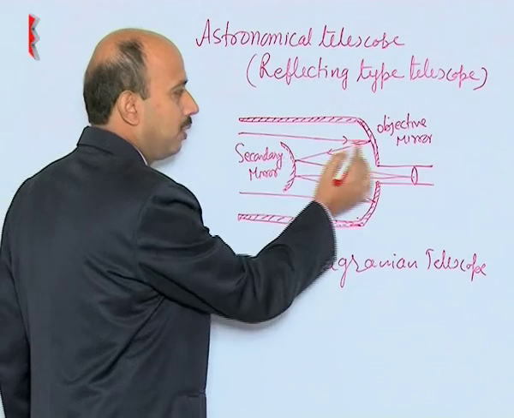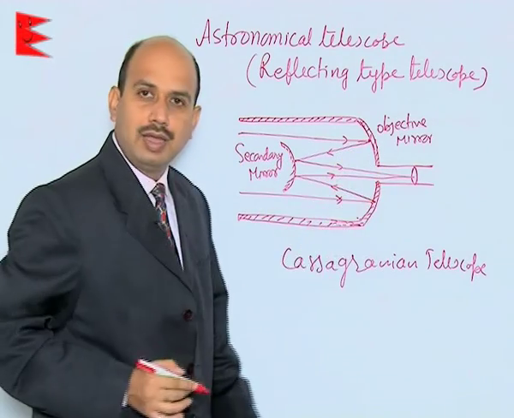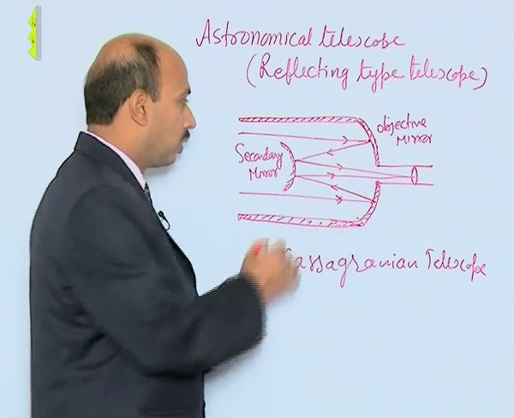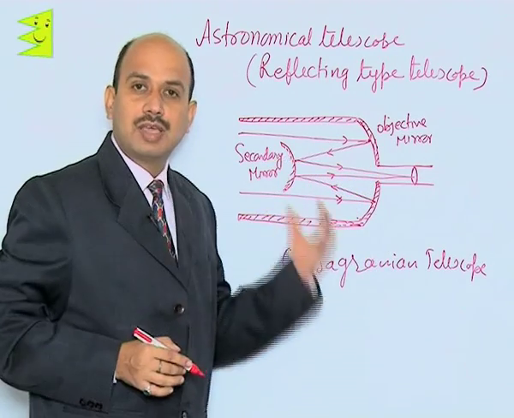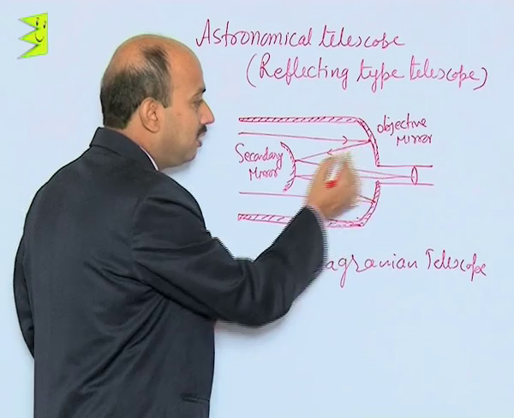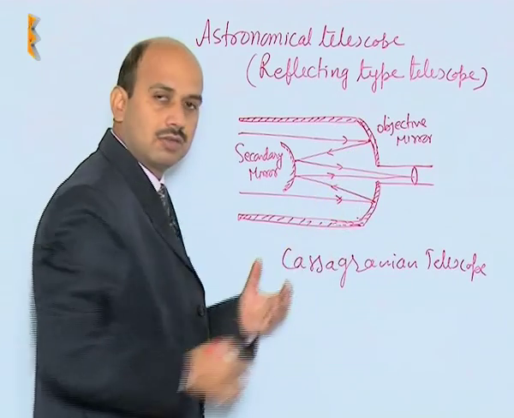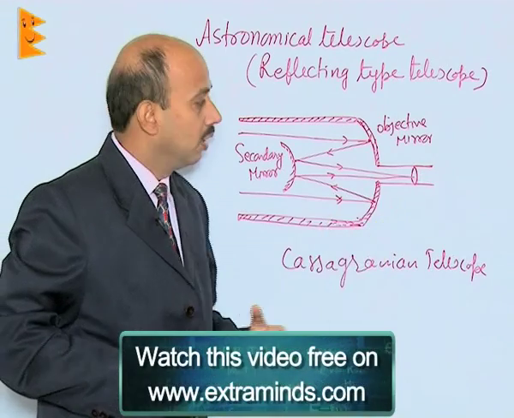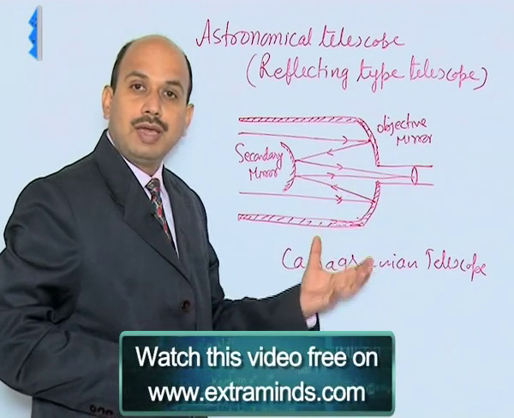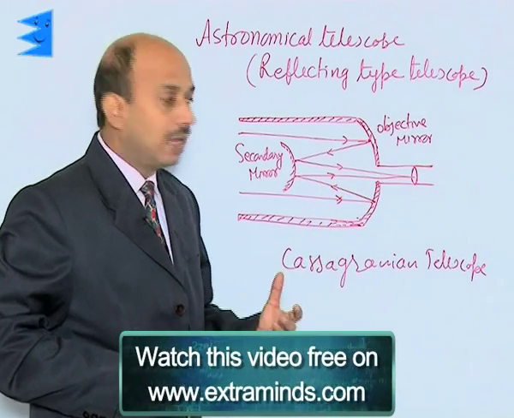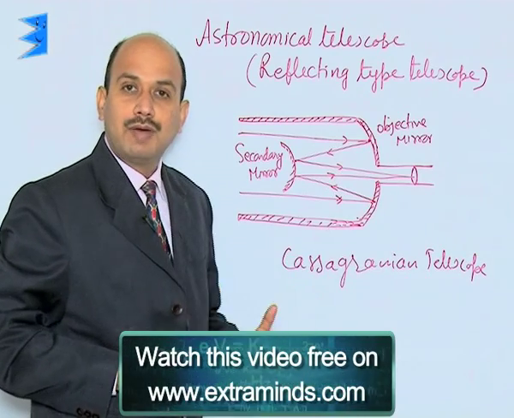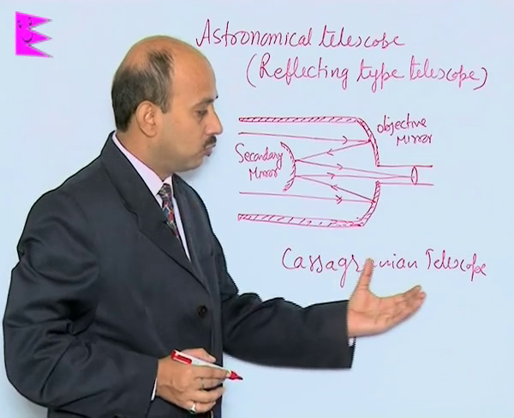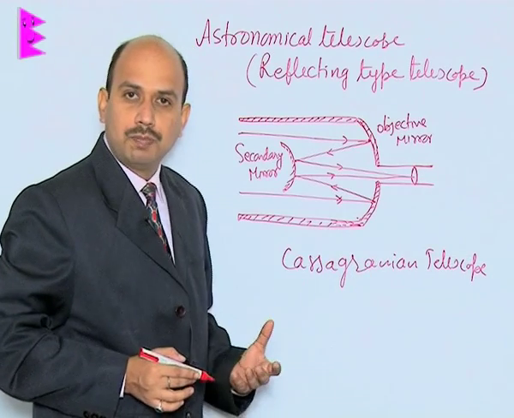The rays coming from infinity strike at this point and get reflected by the concave mirror. Then these rays fall on the convex mirror over here, that is called a secondary mirror, and when these rays are reflected from this convex mirror, they meet at this point and the final image is formed here. Now, we can get the final image, but this type of telescope has many advantages over the refracting type telescope. And this type of telescope is known as the Cassegrainian telescope.